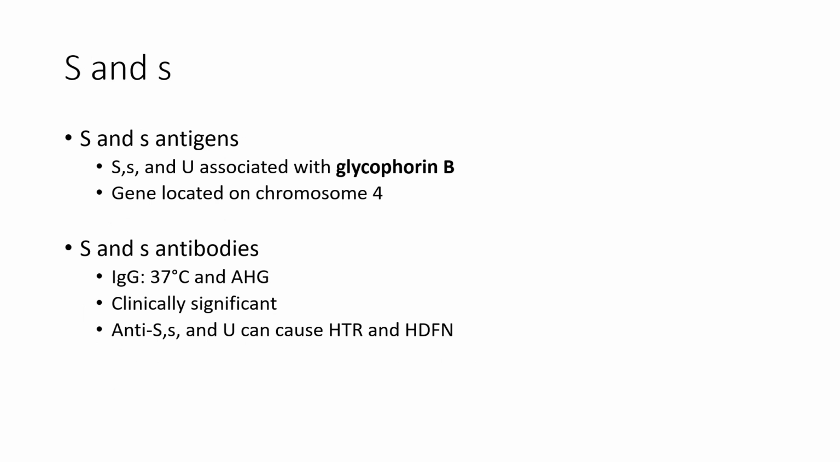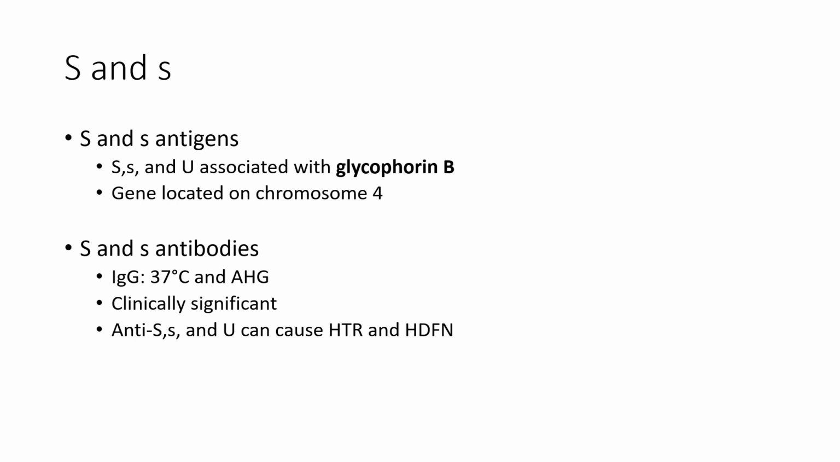Big S and little s antigens are antithetical pairs. Big S, little s, and U are antigens that are all associated with glycophorin B. We usually don't see the U antigen in antigrams, but it is associated with this blood group system. The gene for these 3 antigens is located on chromosome 4.